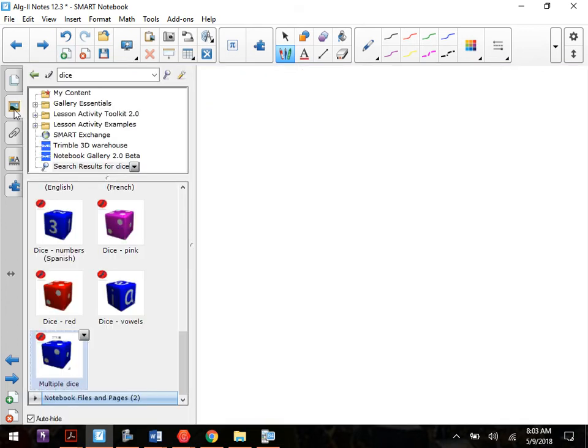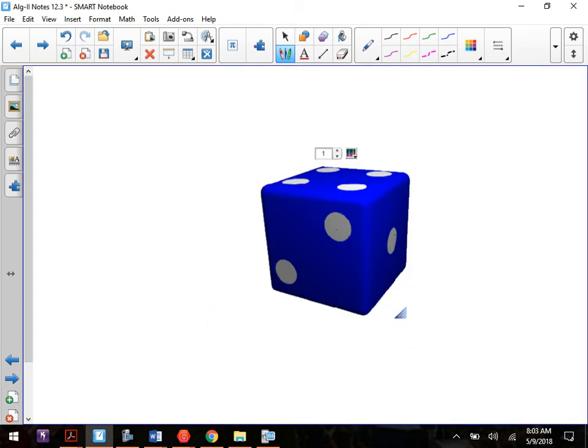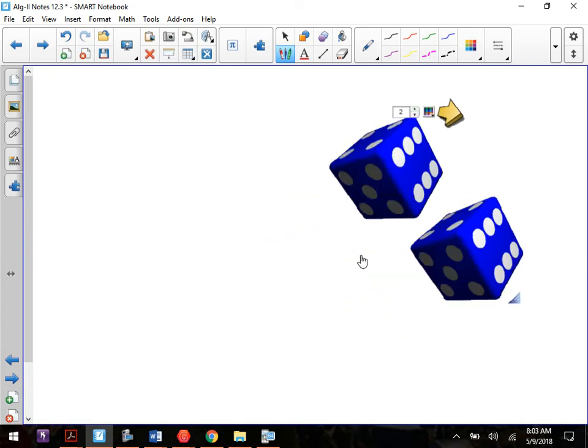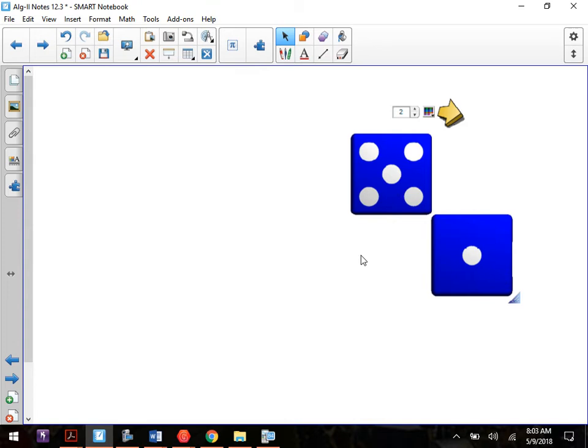What happens when you have multiple dice? 2 dice. Now, for some weird reason, this is where most students have a really hard time understanding what happens with your roll when you roll 2 dice. What happens here is that when you have 2 of them, think of it as that times table.